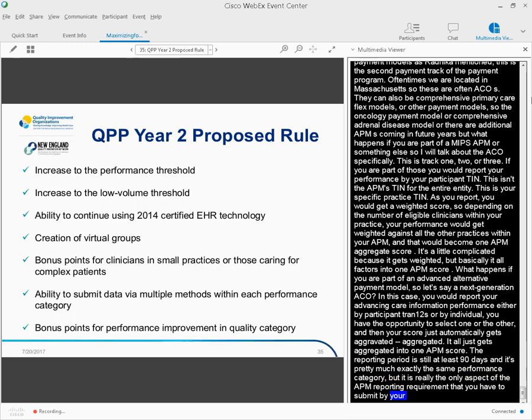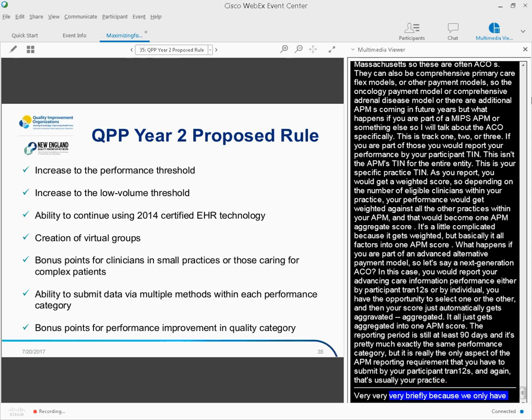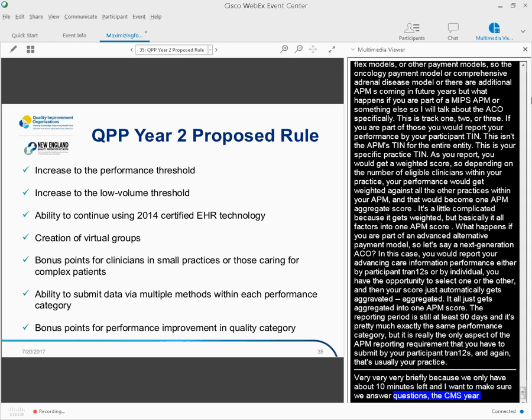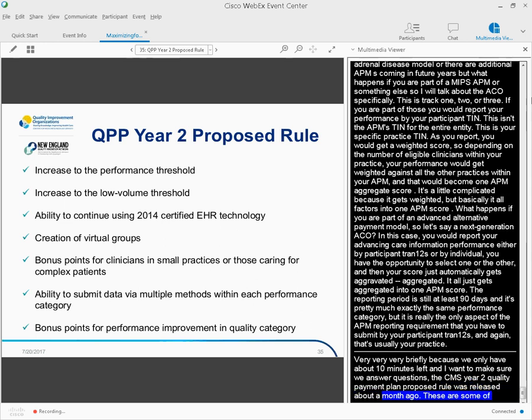Just very, very briefly, because we only have about 10 minutes left, and I want to make sure we answer questions. The CMS Quality Payment Program Year 2 proposed rule was released just about a month ago. These are some of the highlights that we've seen, the major changes that have been proposed. There's an increase to the performance threshold. CMS is proposing going from 3 to 15 performance points in order to avoid a negative payment adjustment. Again, these are all proposals, not sure where that will land when the rule is finalized.